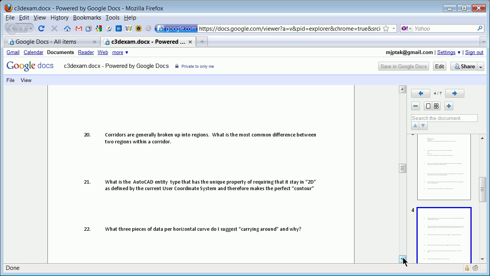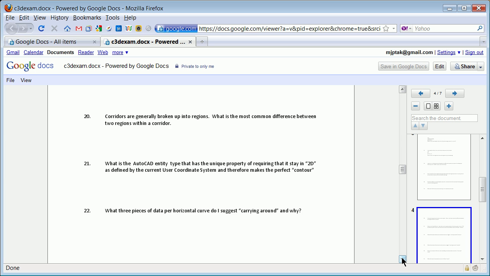Number 21. A polyline is very, very powerful. So learn what it does and how it acts, and learn its difference from a line and a polyline, and especially from a 3D polyline. Those are different entities. A polyline and a 3D polyline are not the same thing.